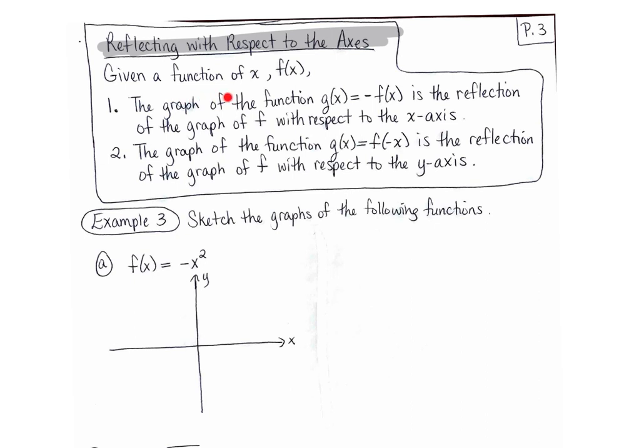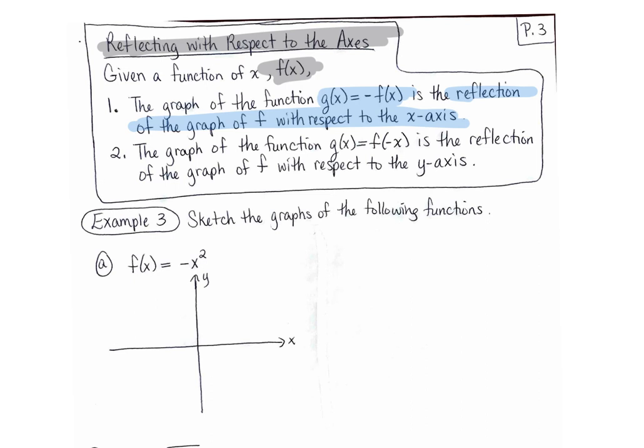So given a function f of x, the graph of the function g of x equals negative f of x, which is really like negative 1 times f of x, is the reflection of the original graph with respect to the x-axis, okay? Are we clear? So it's like you take it and flip it over the x-axis. That's what this does.